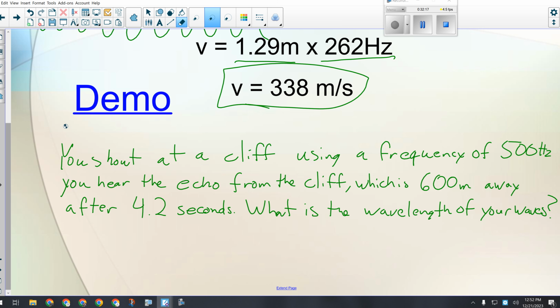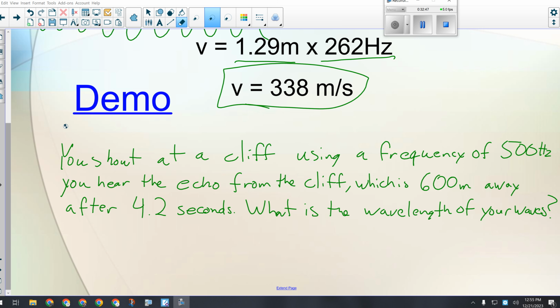Okay, you shout at a cliff, because that's a reasonable thing to do. You shout at a cliff using a frequency of 500 hertz. You hear the echo from the cliff, which is 600 meters away, 4.2 seconds later. What is the wavelength of your waves? I'll give you a minute to write that one down and try it.